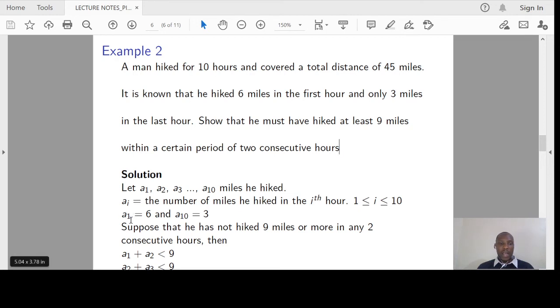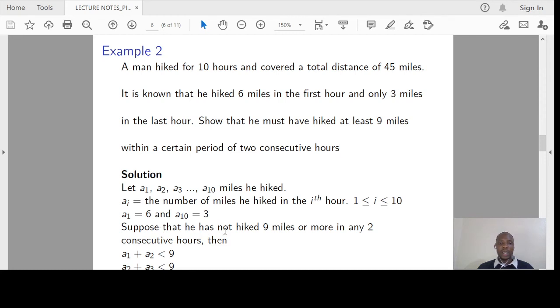A subscript 1 is equal to 6. This is now analyzing the equation, because we are told it is known that he hiked 6 miles in the first hour. And A10 is equal to 3. This was the last hour, because from the question we are told that he hiked only 3 miles in the last hour. So we have defined the first hour and the last hour. So we have these 6 miles and 3 miles.